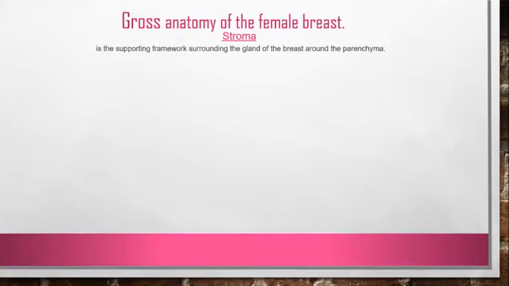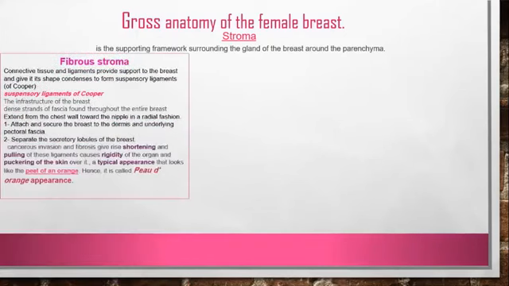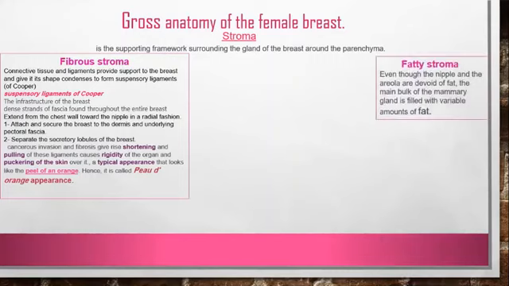Gross anatomy of the female breast: the stromal component of the breast contains two parts, which are fibrous stroma and fatty stroma.